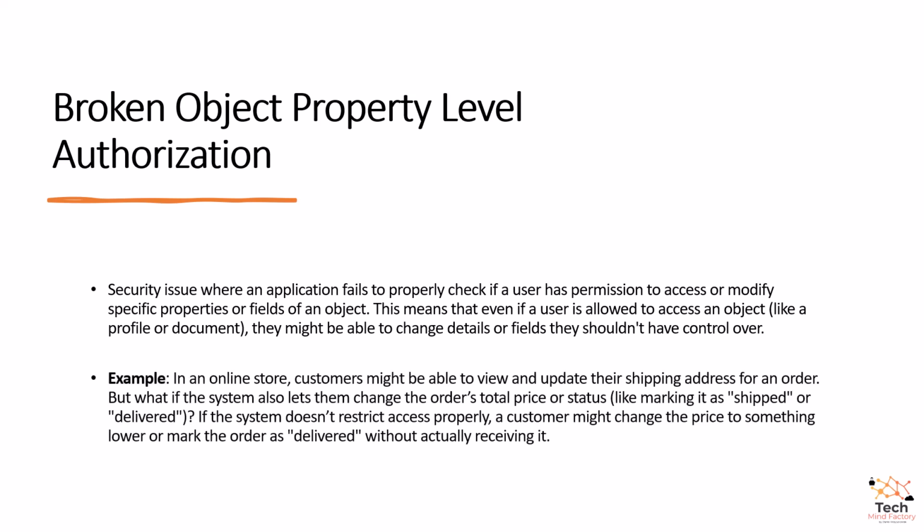Example: in an online store, customers might be able to view and update their shipping address for an order. But what if the system also lets them change the order's total price or status, like marking it as shipped or delivered? If the system doesn't restrict access properly, a customer might change the price to something lower or mark the order as delivered without actually receiving it.